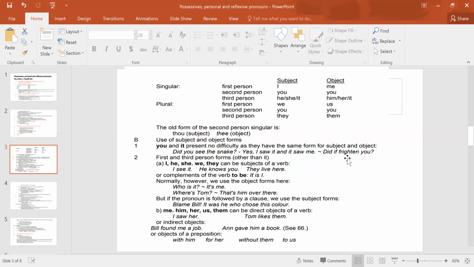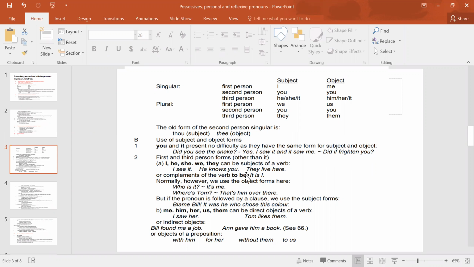Did it frighten you? Here you can see that it will remain in the same form. You also has the same form for subject and object as well. Second is first and third person forms other than it.